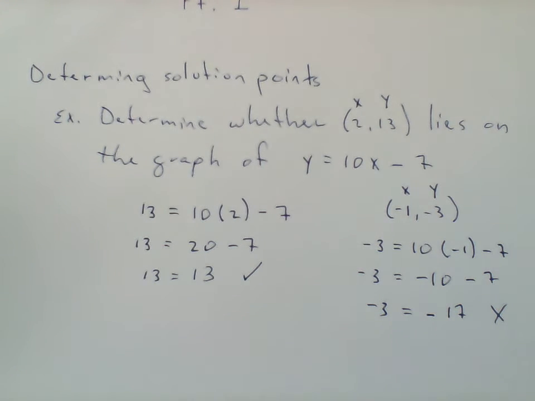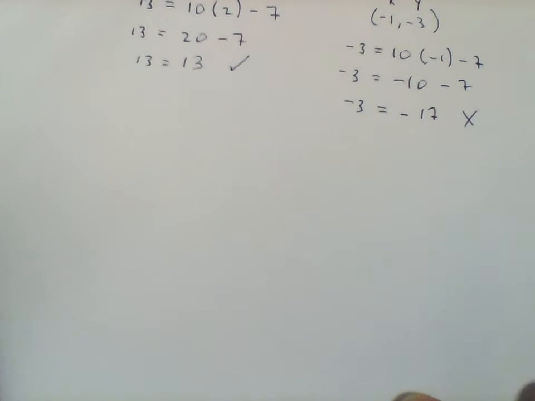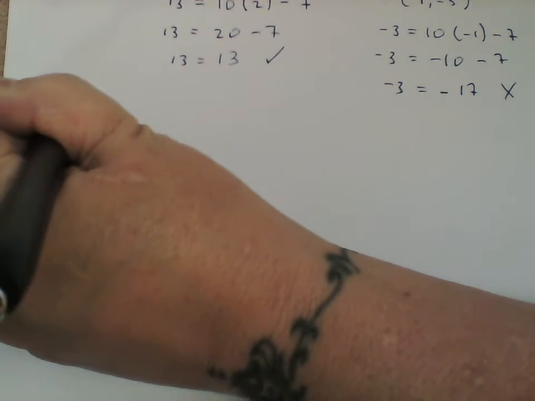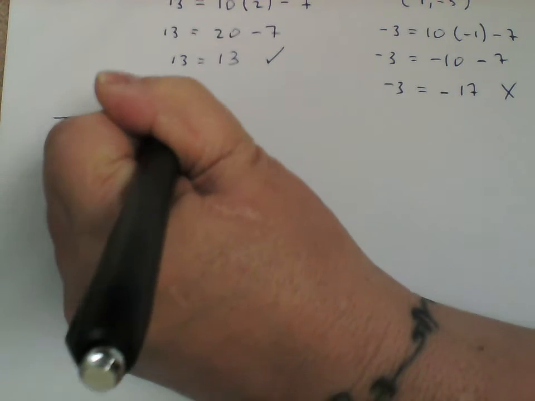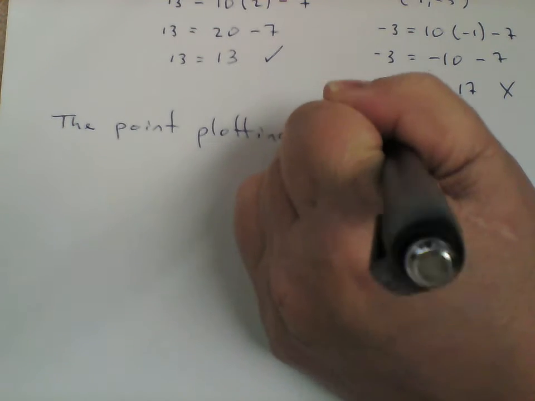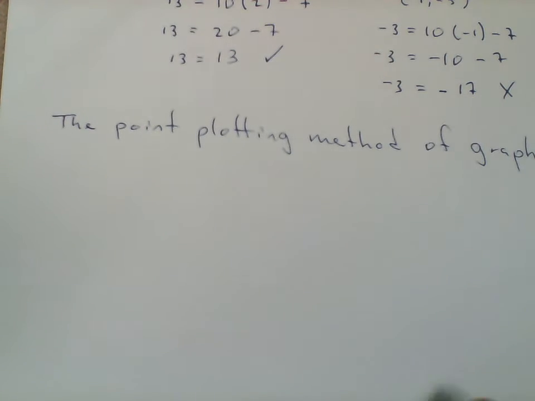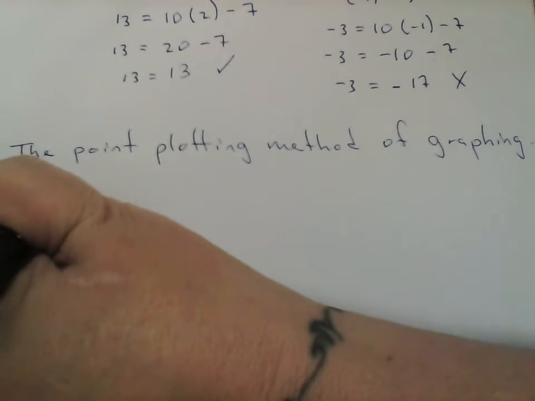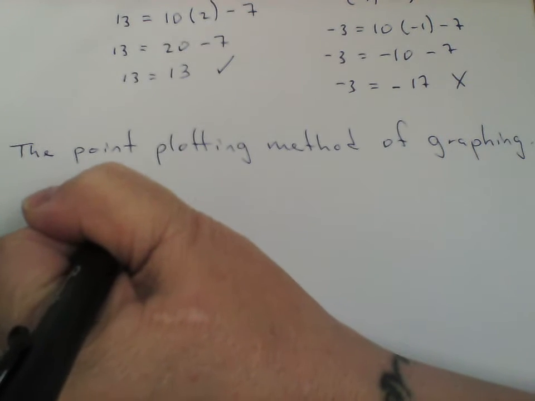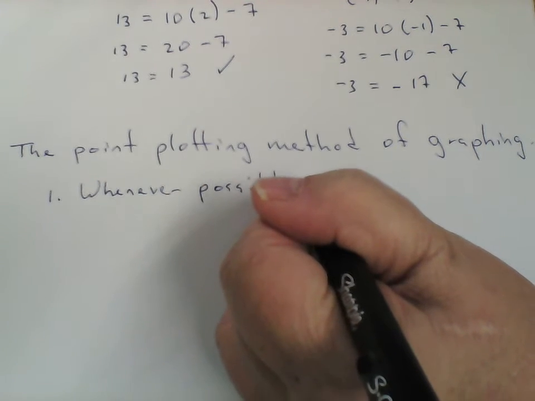The next thing we're going to talk about is the point plotting method of graphing. And really there's 4 steps to the point plotting method of graphing, and we'll write all of those down. Number one, the first thing you want to do is whenever it's possible, you want to isolate one of the variables.